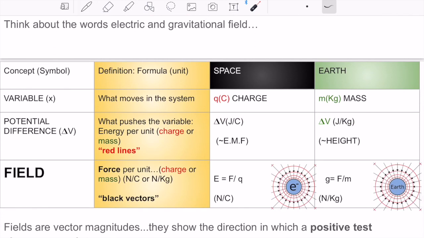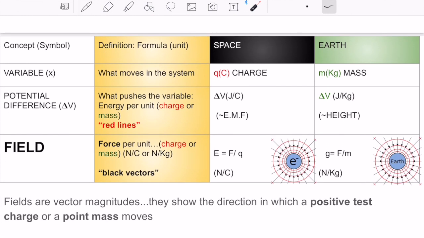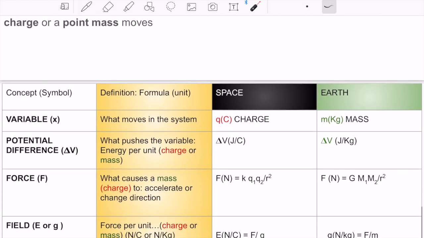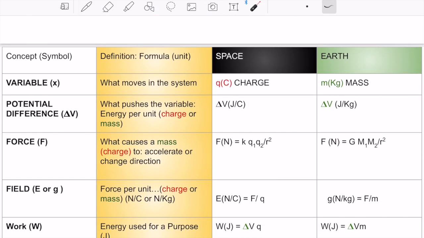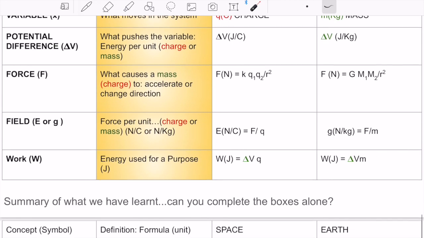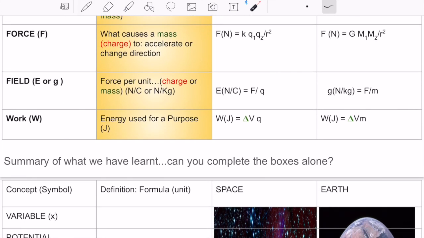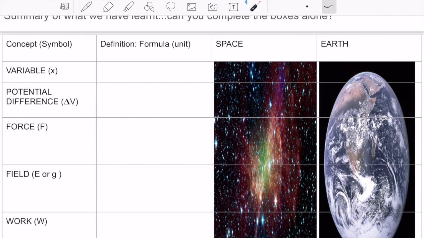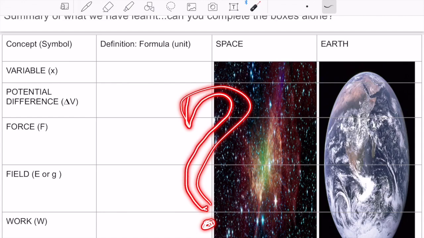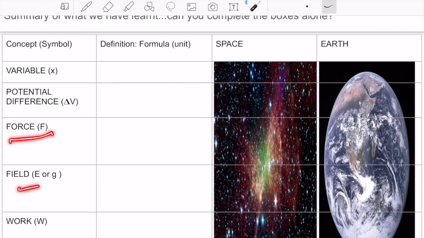So force and field, here go the drawings that I just made, all the explanations. I am adding work, but okay, so again, pause the video, ponder about what is a force, what is a field, what forces are there in nature. Ponder about the big questions in science. And then complete this map. Force, field, work, okay.